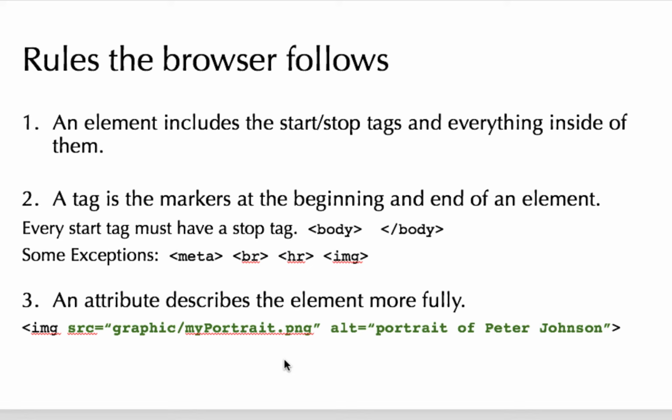Your tags are the things with the brackets around them. And every start tag must have a stop tag, except for meta tags, breaks, horizontal rules, and images. And you'll see these. These are just a single tag. And then the other part is there's attributes. So if I have an image tag, I can give it attributes, which are like adjectives. This is the attribute that tells it what file to display, and this is an attribute telling the alternate text. So each tag has unique attributes, so you have to know what those attributes are to get the browser to do things properly.